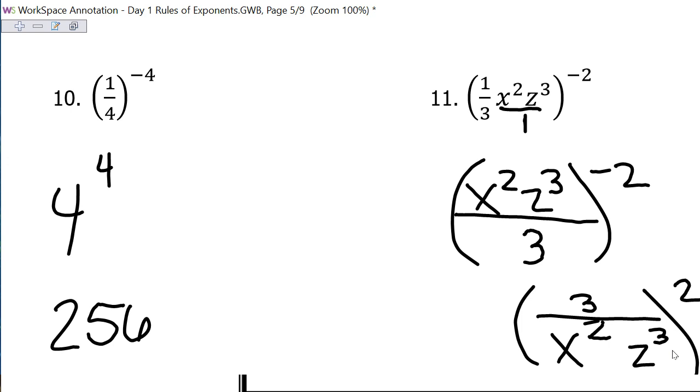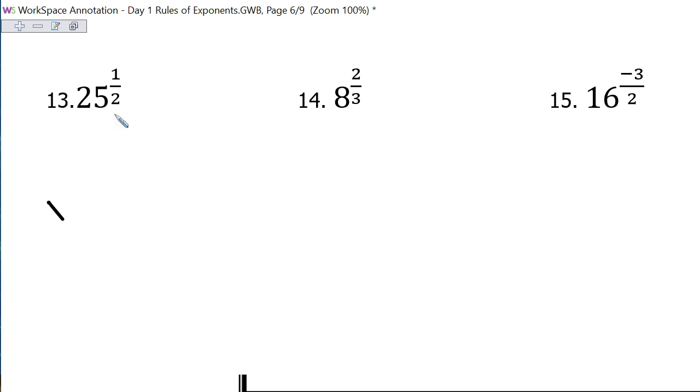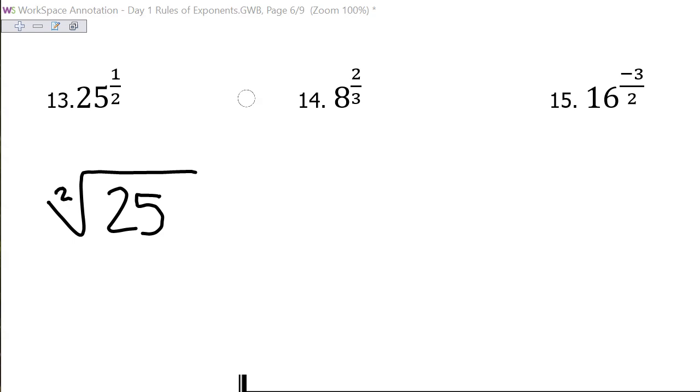So looking at number 13, what is the base? 25. So 25 goes on the inside. Now I have to figure out what root we are taking. So remember, the root is the bottom number of the fraction. So what root are we taking? The second root, but do we normally put a 2 here? No. If it's the second root, it's understood to be the square root. So if it's a 2 for the root, you don't have to write it.